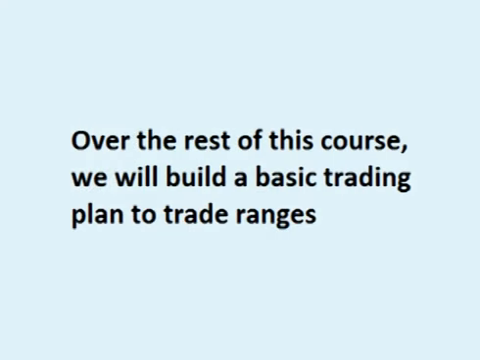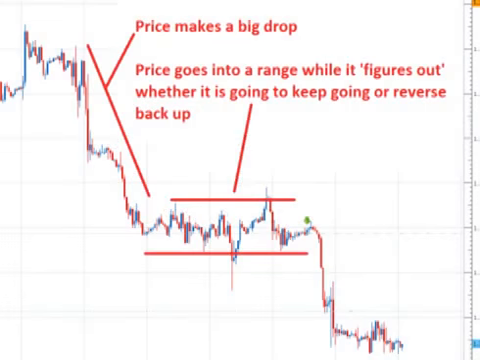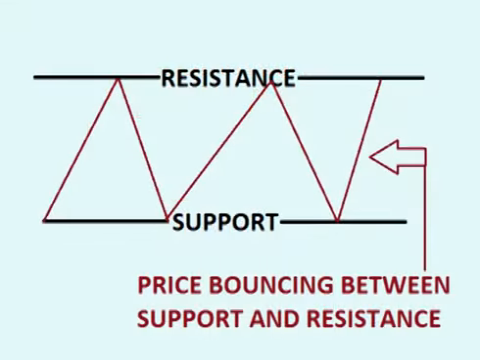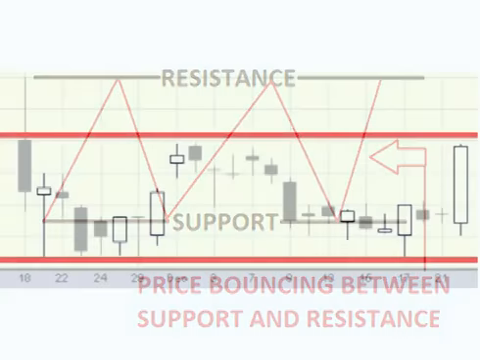Now let's look at and continue building our range trading plan from the last video. To recap, after making a large move up or down, price tends to go into a horizontal range for a bit while it figures out if it is going to continue in the same direction or reverse back the other way. So our edge is that we look for price to make a big move and then go into a horizontal range. We are looking to enter as price approaches the wall of the range and ride price to the other side of the range.